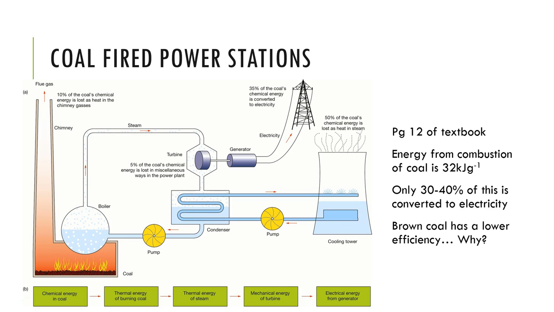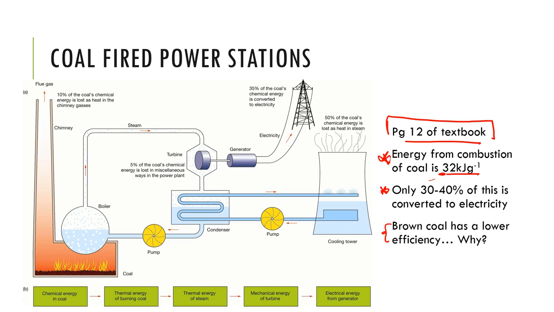Okay, a bit of a coal-fired power station breakdown. Page 12 of your textbook is where this diagram comes from and goes through it in detail. What we're looking at is that the energy from combustion of coal is about 32 kilojoules per gram. We're only going to get 30 to 40% of that converted to electricity. And then, as we've discussed, brown coal will have a lower efficiency because of its higher amount of water. So we lose some of this energy into evaporating the water.